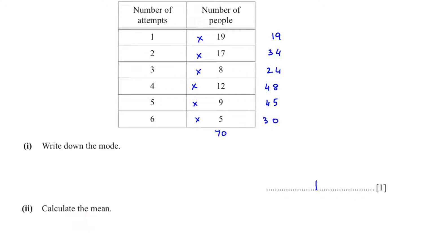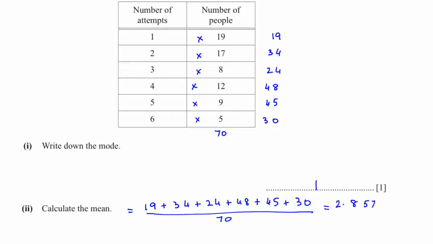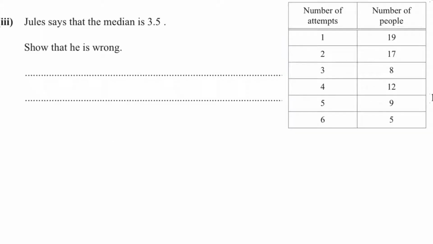To find the mean, we add all of these numbers and we divide it by the frequency. We will get 2.857. When you round it to 2 decimal places, we'll get 2.86. So that's our mean. Part 3, Jules says that the median is 3.5. Show that he's wrong. So this is the number of people and the number of attempts.